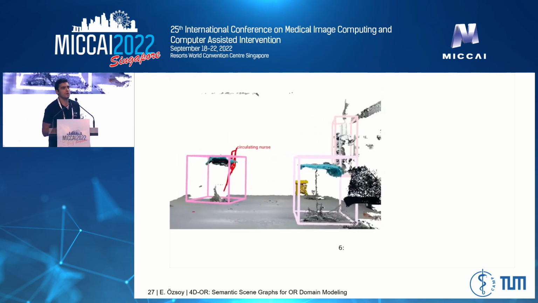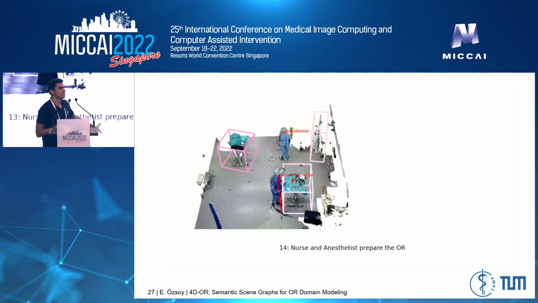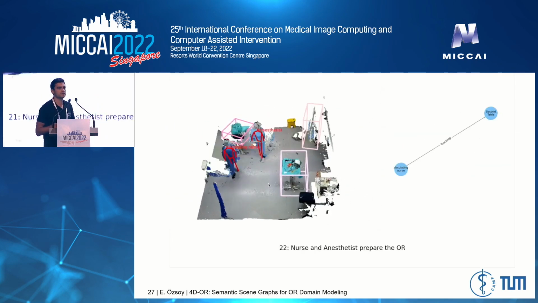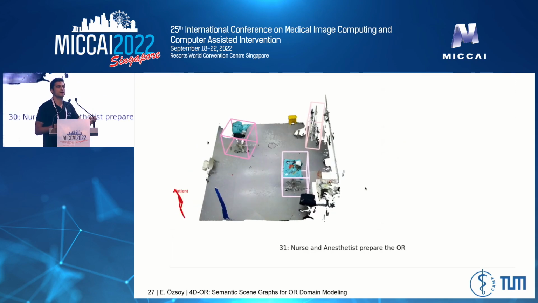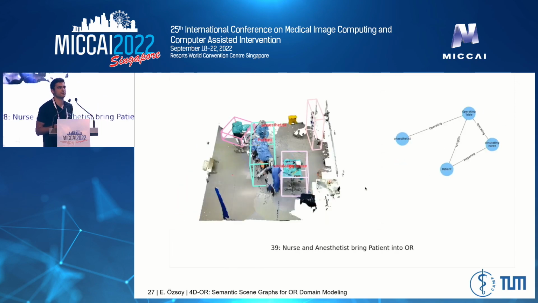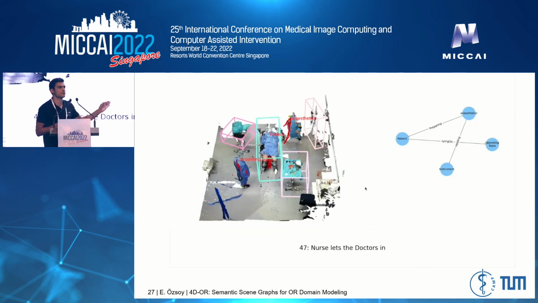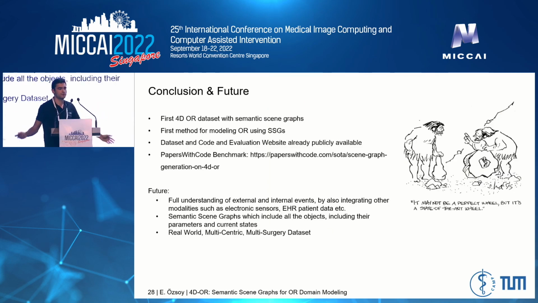We can bring all of the information we capture together by detecting the objects and the humans, generating a scene graph, and finally, from the scene graph, we can predict the roles, and also a phase label, as you can see in the bottom. So in conclusion, we released the first OR dataset. Our dataset, code, and evaluation website are all public. You can already access it.